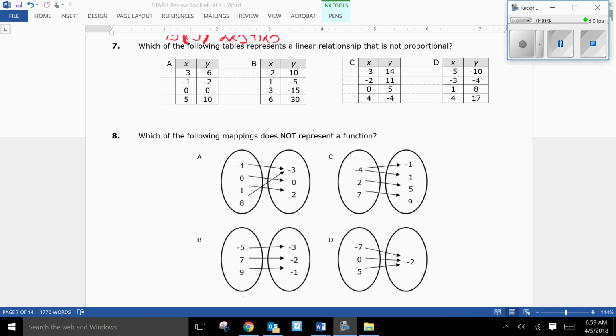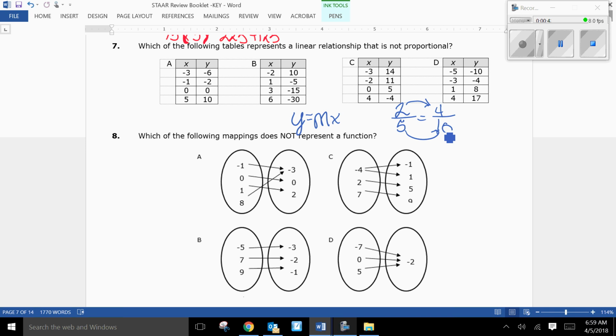Which of the following tables represents a linear relationship that is not proportional? Okay, so if you think about what proportional means in an equation, proportional is when I only am multiplying. Or you can even think about, for example, 2/5 is proportional to 4/10. So I have an equal relationship. Again, I'm only multiplying to get from one thing to the other thing.